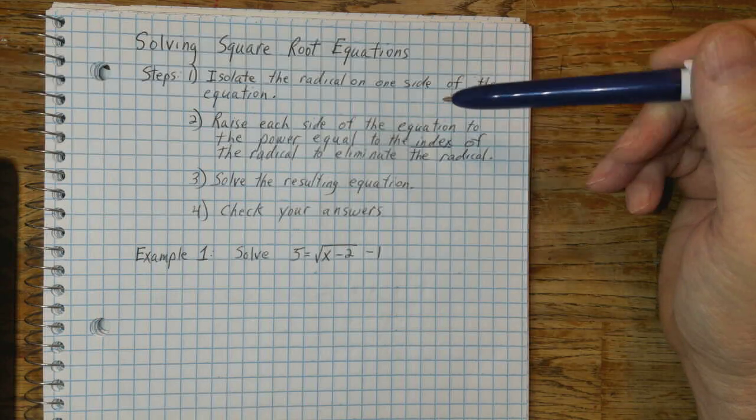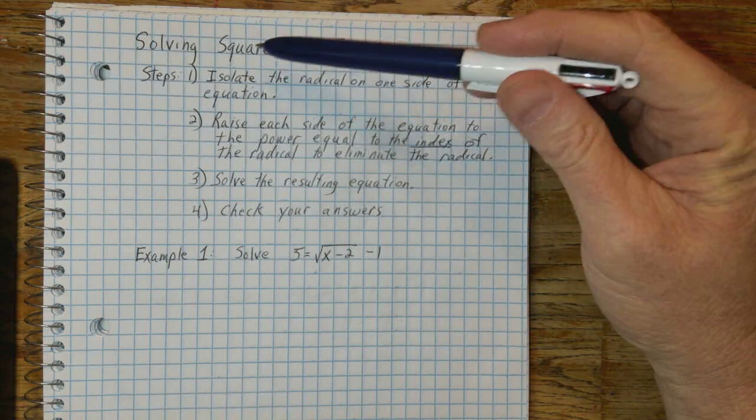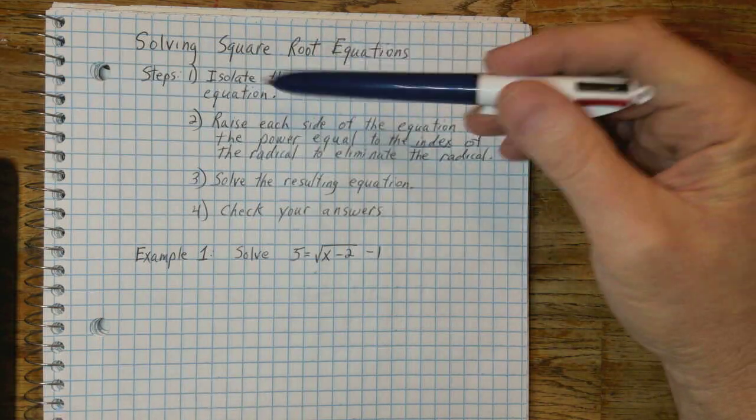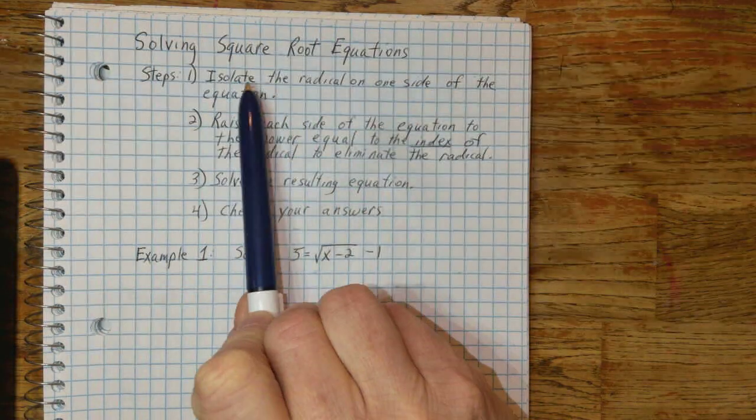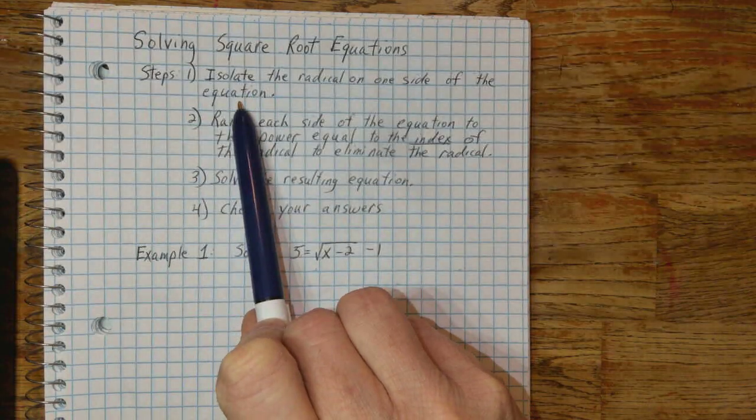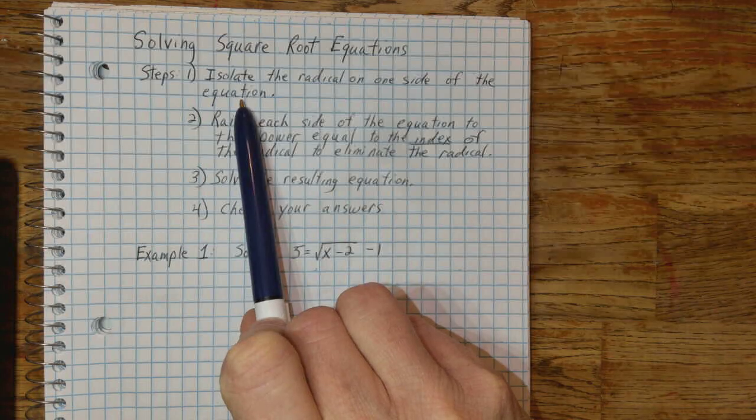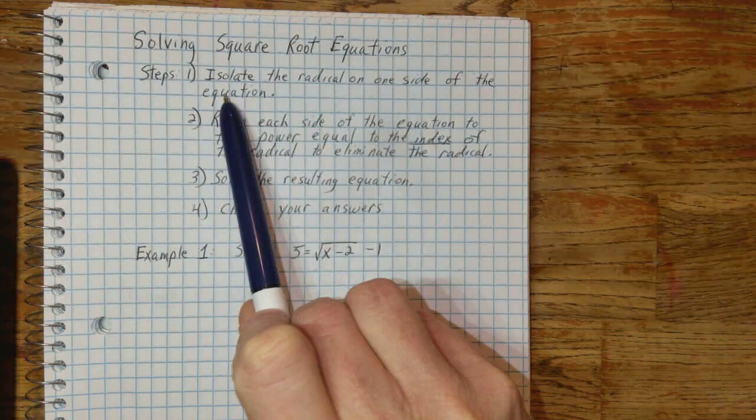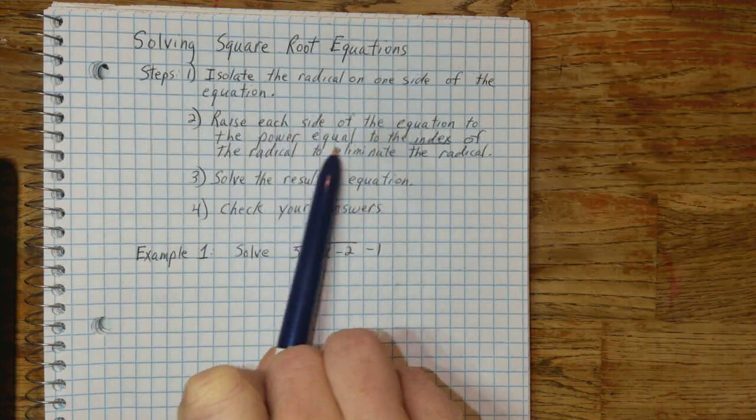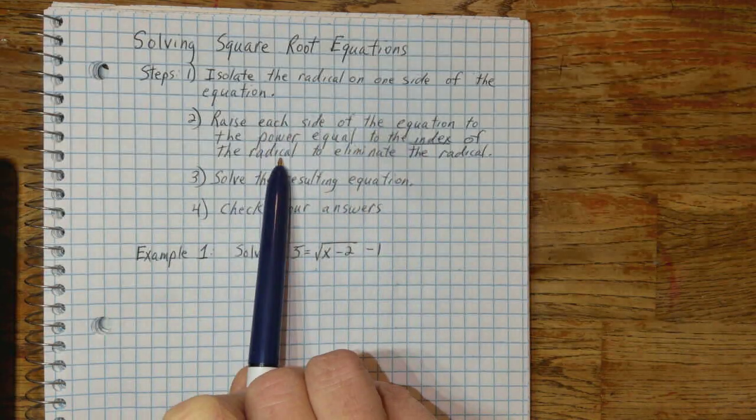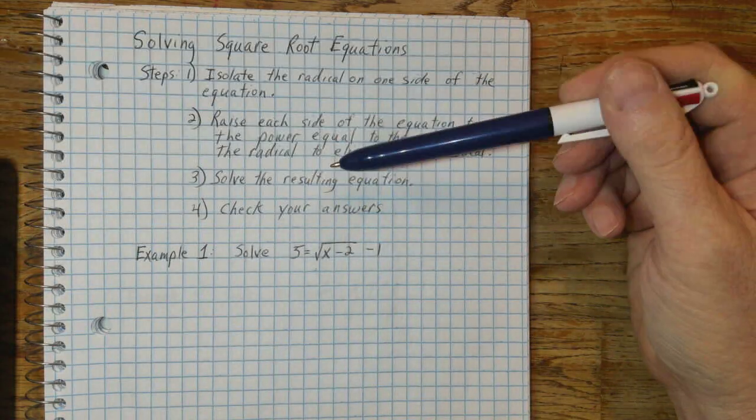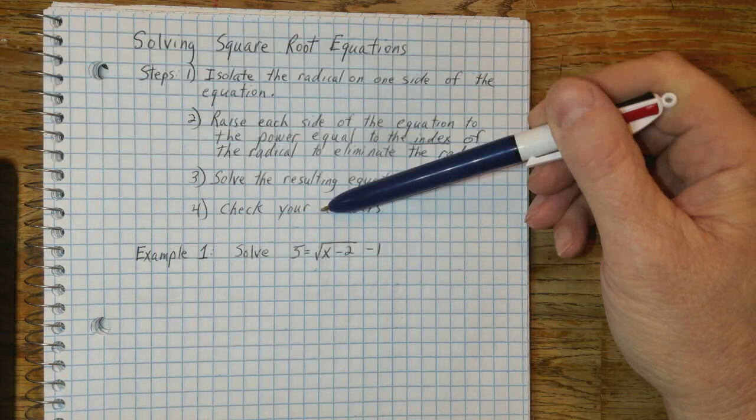So the first lesson that we get back with is solving square root equations. Now I need you to write down these steps. Step 1 is isolate the radical on one side of the equation. So you kind of solve for the radical. Step 2, raise each side of the equation to the power equal to the index of the radical and eliminate the radical. And then you solve the resulting equation, and it is important that you check your answers.